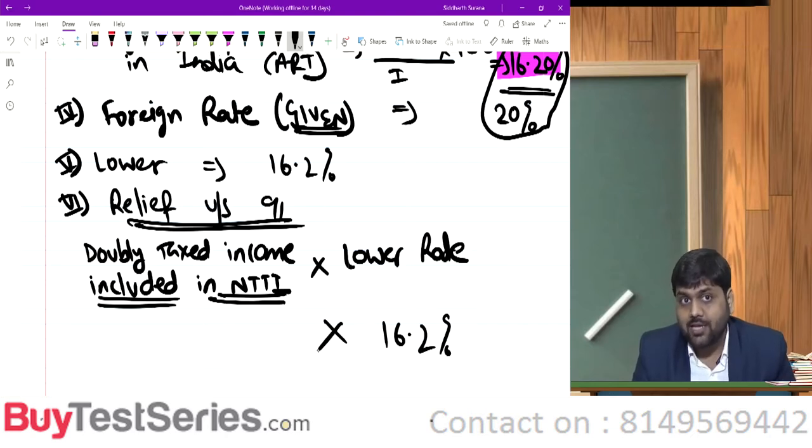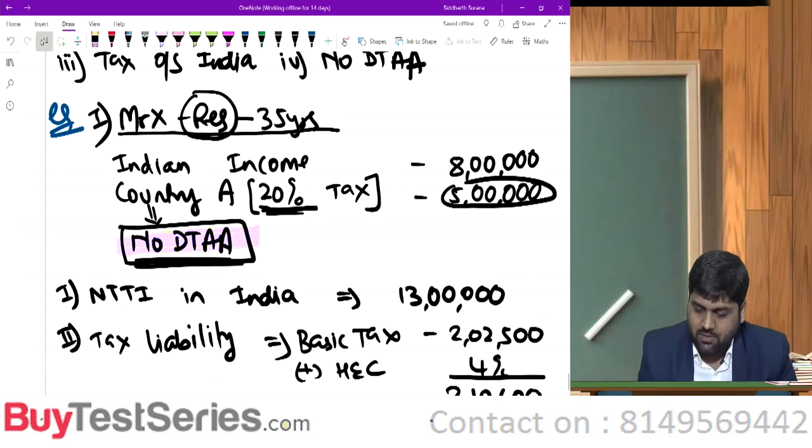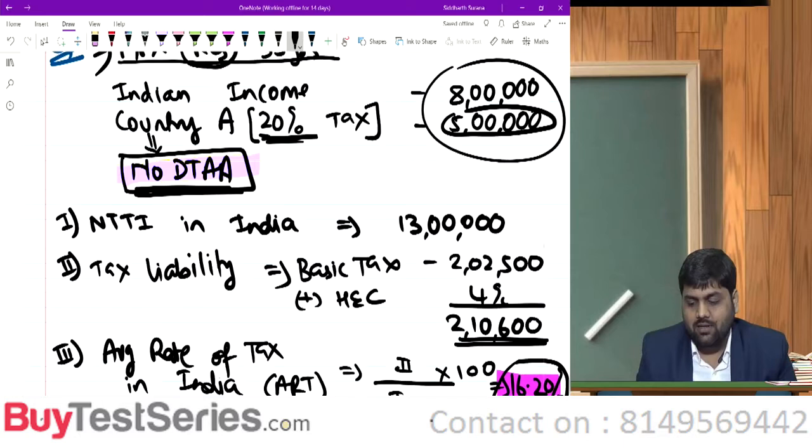But last question, this 16.2% will apply on what amount? 8 lakhs, 5 lakhs, 13 lakhs, none of them? On what amount? This is your income. On what amount you will be getting relief?